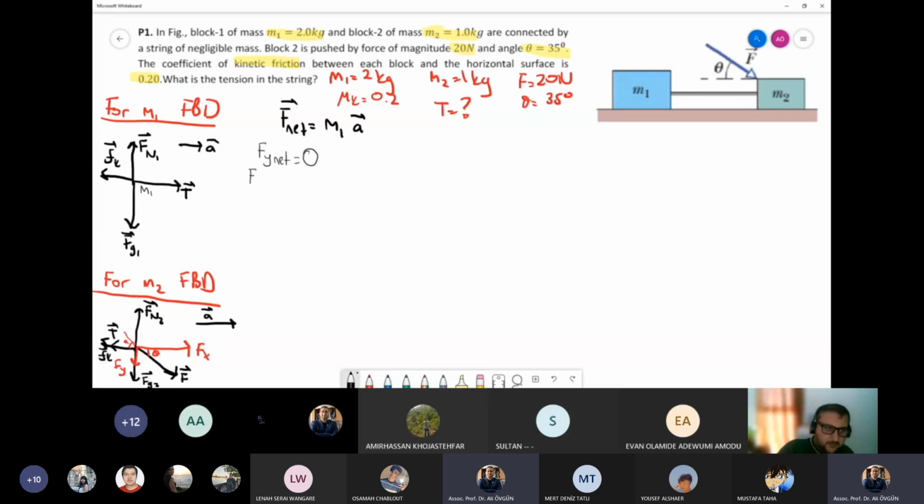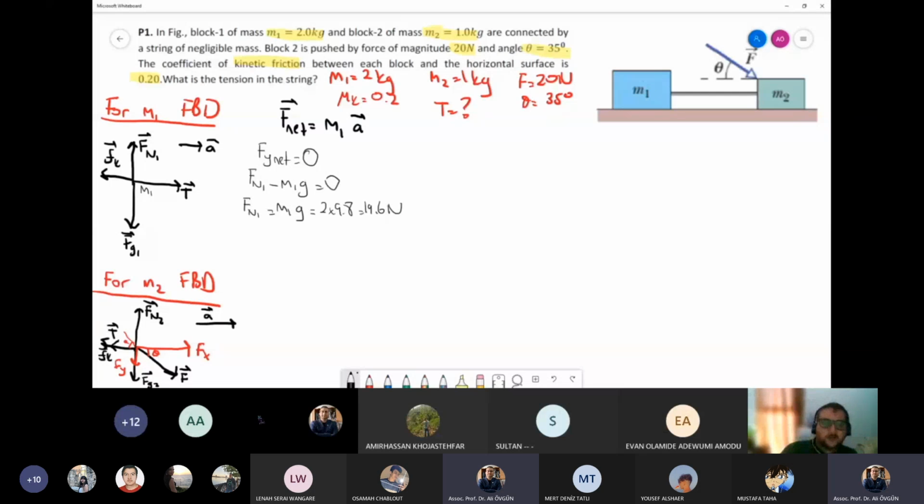So what are the forces? F normal 1 minus M1 g equals 0. From here, F normal 1 is equal to M1 g. What is M1? 2 times 9.8 is equal to 19.6 Newton. We find F normal 1.